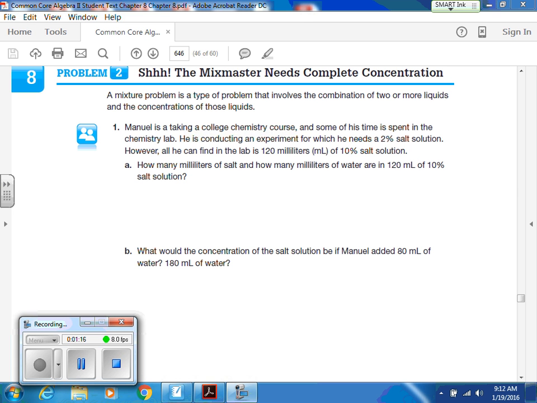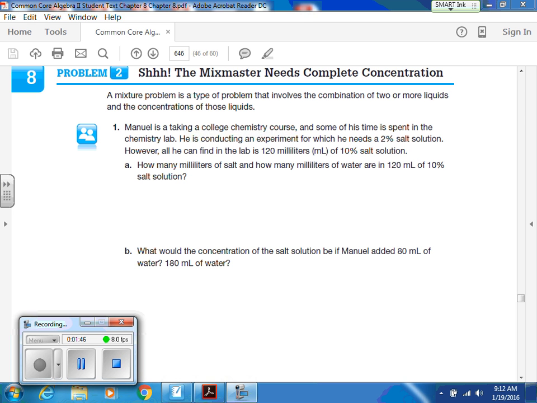So Manuel here is taking a college chemistry course, and some of his time is spent in the lab. So he needs a 2% salt solution. However, all he can find in the lab is 120 milliliters of a 10% salt solution. How many milliliters of salt and how many milliliters of water are in 120 milliliters of a 10% salt solution?